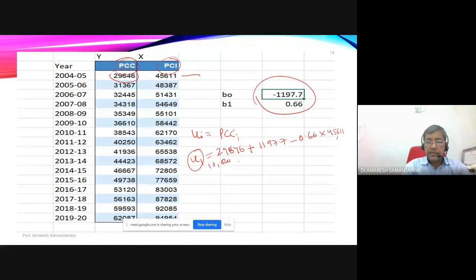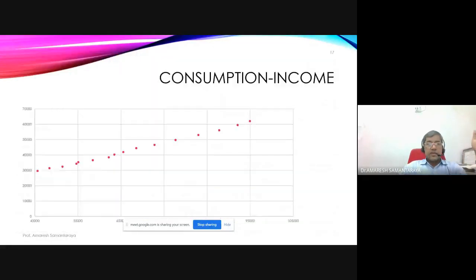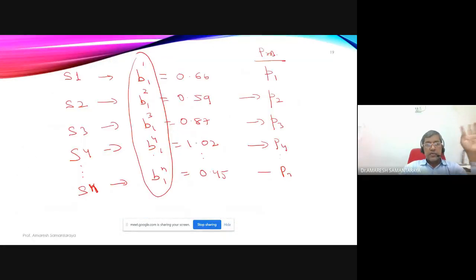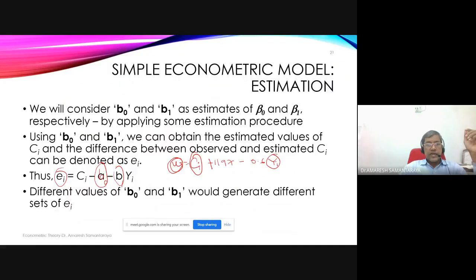I'm just assuming it to be 10,000. Similarly, I'll get a number for this pair, that will be my U2, I'll get one for this pair, that will be my U3, and up to here will be my U16. This way, I can calculate my error terms after I know the values of B0 and B1. I think in one class some days ago, one of you asked how to get these Ui. Now you see how we get these Ui.